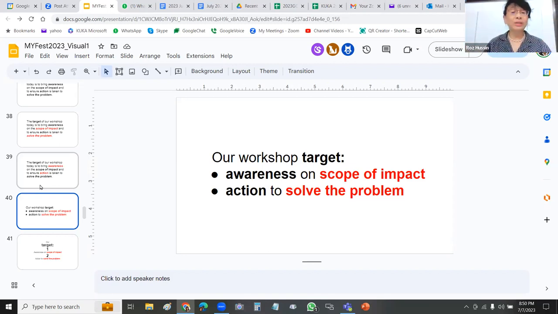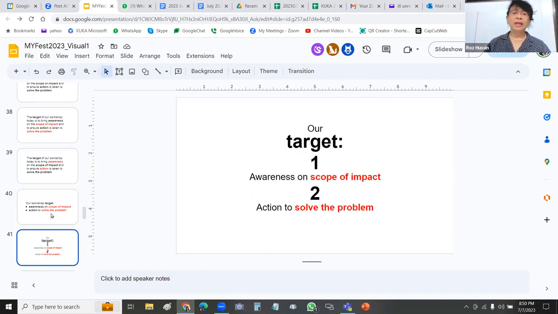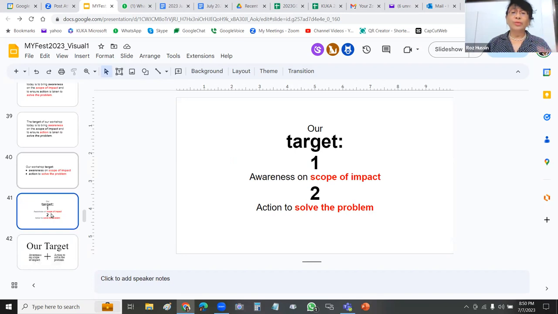So that's already using a different level of visual literacy. But let's go even one step further. Slide number 41. The word target now is a single word in the middle of the page, center alignment. It's not reading left to right. Now we're reading top to bottom. So target is on top of the page and there's numbers introduced.